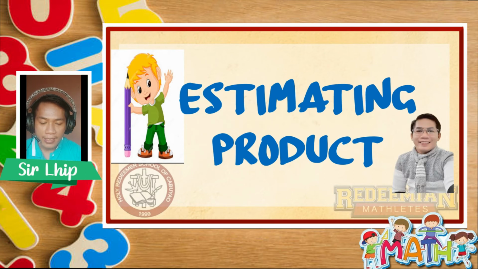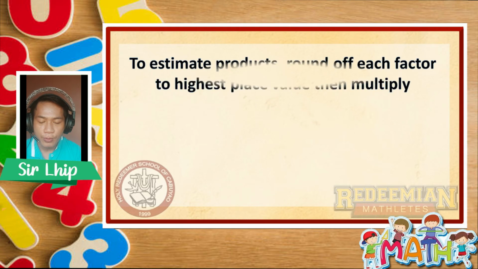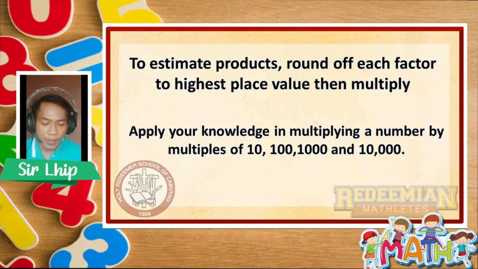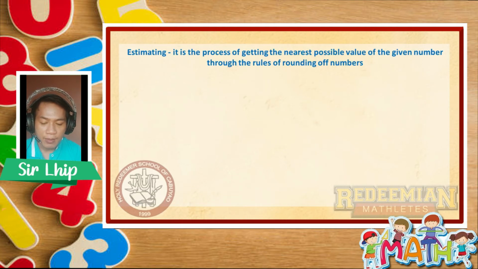To estimate products, round off each factor to the highest place value, then multiply. Apply your knowledge in multiplying a number by multiples of 10, 100, 1,000, or 10,000. Estimating is the process of getting the nearest possible value of the given number through the rules of rounding of numbers.